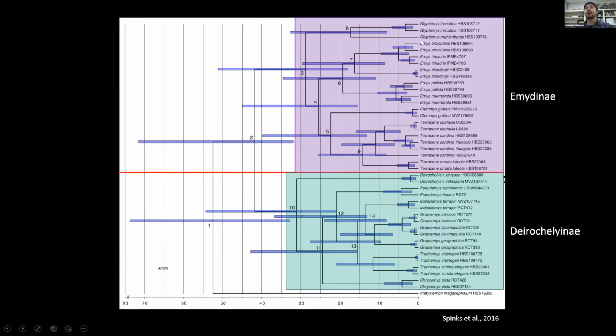There's also inconsistency in where the basalmost member of the Emydines comes out. Oftentimes, Clemmys is listed as sister to Terrapene, but it comes out as far more basal, morphologically speaking, if you look at the entire subfamily. So they're mostly in agreement with a couple of inconsistencies, mostly with who the basalmost member of those subfamilies ends up being morphologically.